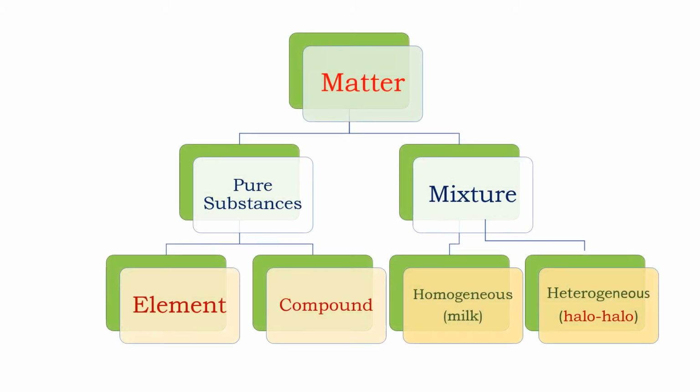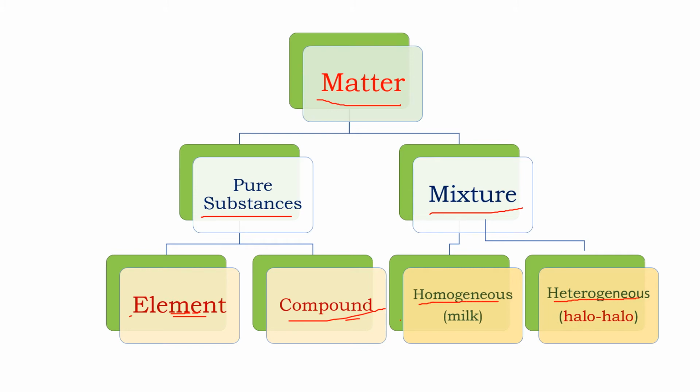Okay, so para mas malinawan po tayo, look at this diagram here. So matter, again, matter is anything that occupies space and has mass. Ayan po, so nahati sa dalawa, pure substances and mixture. So si pure substances po ay nahati din sa dalawa, element and compound. While mixture, nahati din po sa dalawa, homogeneous and heterogeneous.